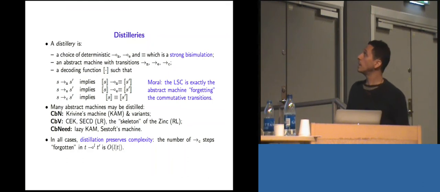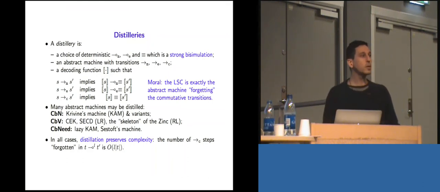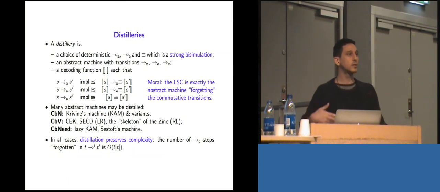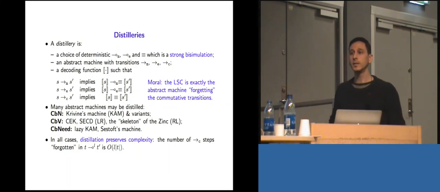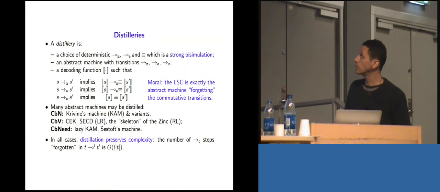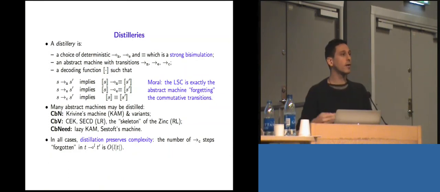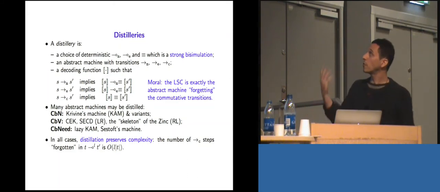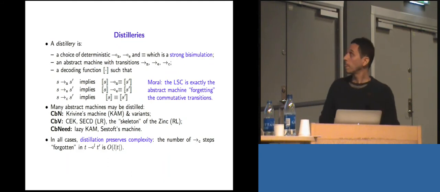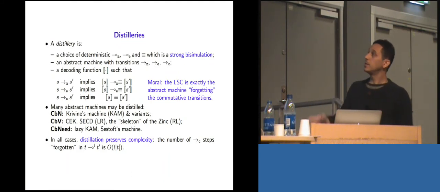Okay, so the moral of the story is that if you take a lambda term, a pure lambda term without explicit substitution, and you start evaluating it in one of the strategies of the linear substitution calculus, what you're doing essentially is the same thing as the abstract machine would do, modulo the fact that you're forgetting the commutative transitions. And there are many distillations, as we all know.